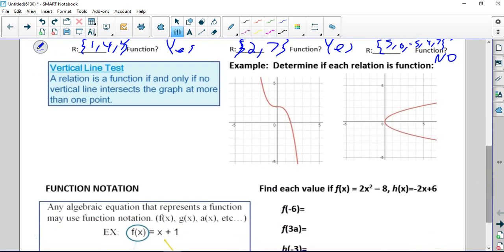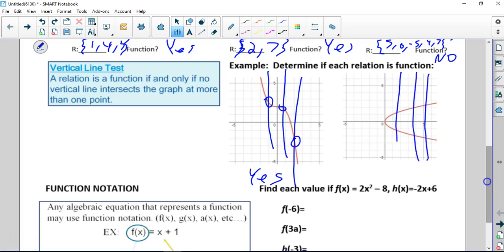Okay. The vertical line test. And the vertical line goes up and down like a column. So the vertical line test works like this. You drop a vertical line through your function. If you hit only one time, only once, then you have a function. But if I drop through and hit more than once, then no, it's not a function. It failed the vertical line test.